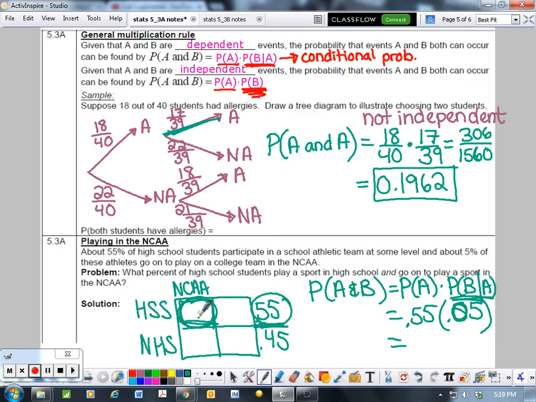So now I'm going to go ahead and multiply 0.55 times 0.05, and I get 0.0275, which tells me that 2.75% of high school students go on to play a college sport. So what percent of high school students play a sport in high school and go on to play a sport in the NCAA? 2.75%. Which is crazy. Crazy low.